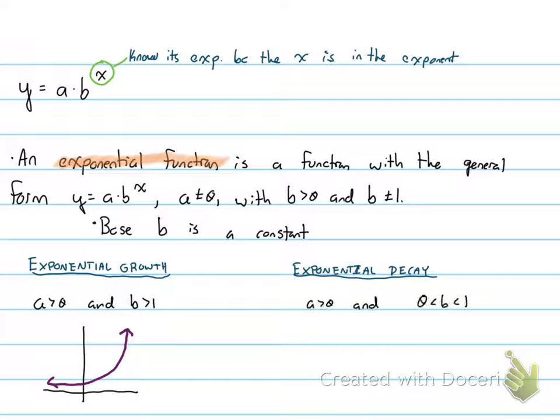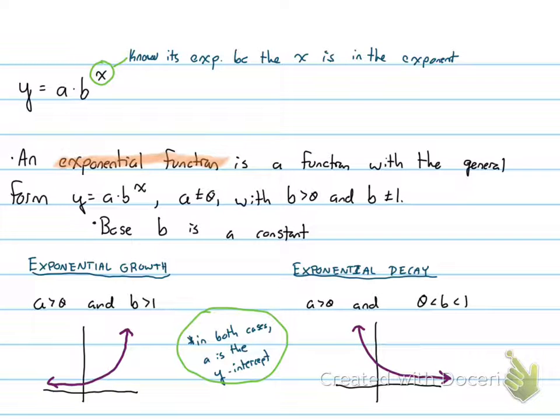Exponential decay, on the other hand, is when a is greater than 0 and b is between 0 and 1. So my base here is not negative, it's just a value between 0 and 1. And when I model it, my graph would kind of look like this. In both cases, that a value is your y-intercept.